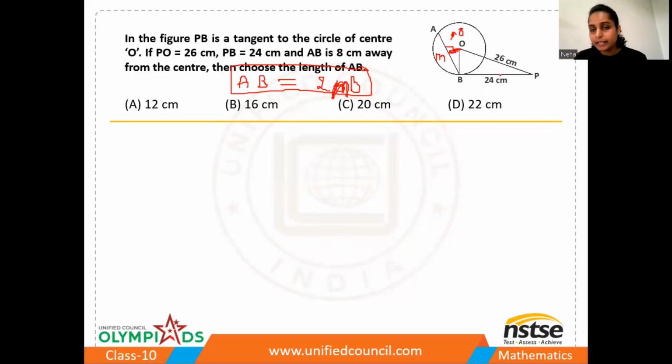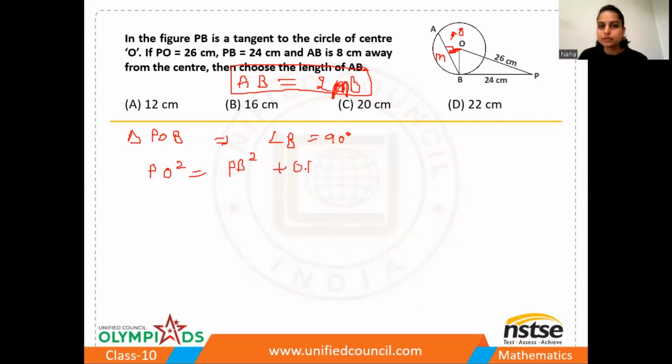Now my dear students, just look at the triangle POB. In triangle POB, as we can see, angle B is equal to 90 degrees, and whenever I see a 90 degrees angle, I think about the Pythagoras theorem. So I can say that PO square is equal to PB square plus OB square, or OB square is nothing but PO square minus PB square, right?